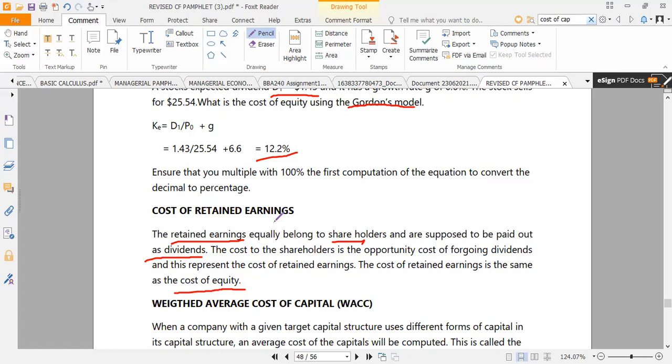I repeat, we know that the retained earnings, which are the profits, belong to the owners of the business, who are the shareholders. After all, these ones are supposed to be paid out as dividends to the shareholders. So because they're part of equity that is supposed to be paid as dividends, accountants have resorted to saying the cost of equity is as good as the cost of retained earnings. So this amount is lumped into what? The retained earnings or the cost of equity.